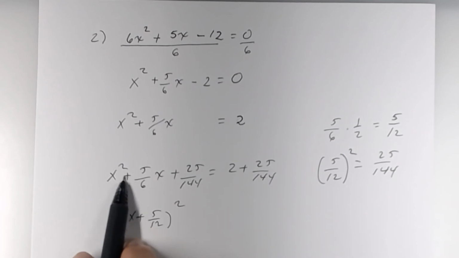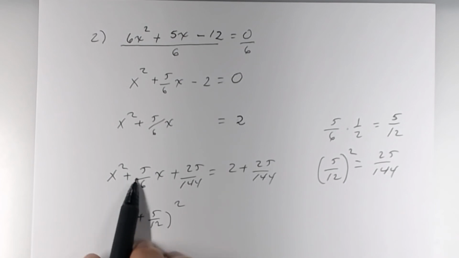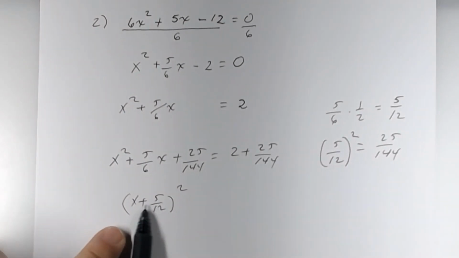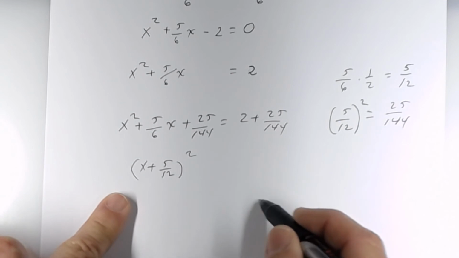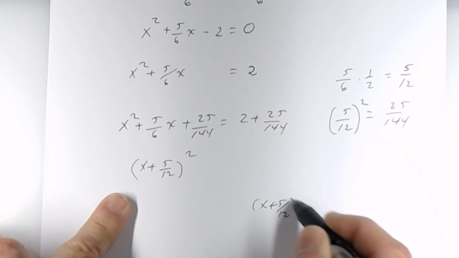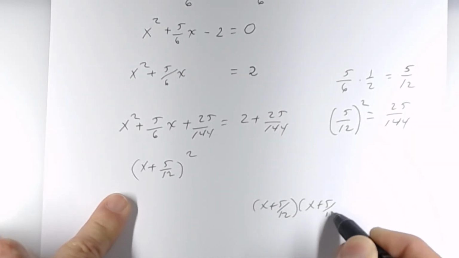In the previous problem, this was x squared minus the x term. Okay, before we go on, make sure you see that this is actually this. You may say, well, how do you get 5/6 from here? All right, well, let's check. x plus 5/12 times x plus 5/12, right?